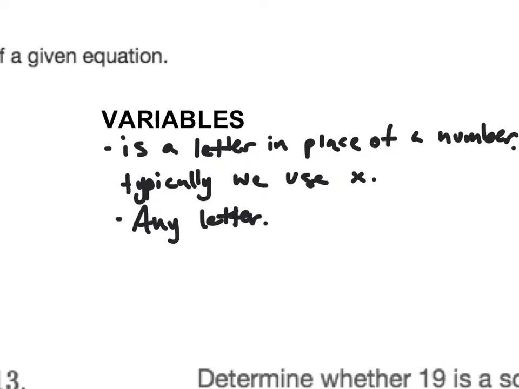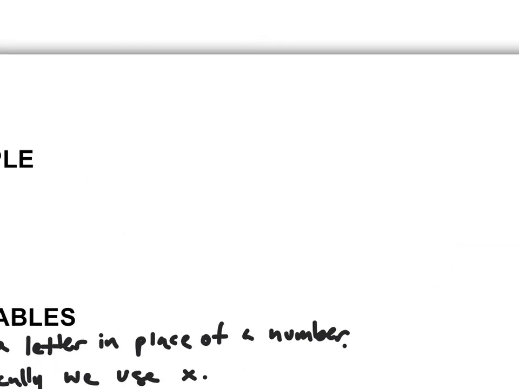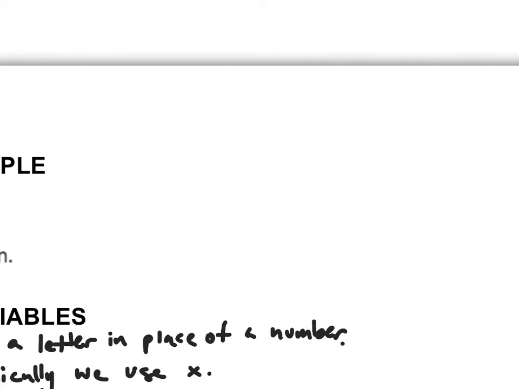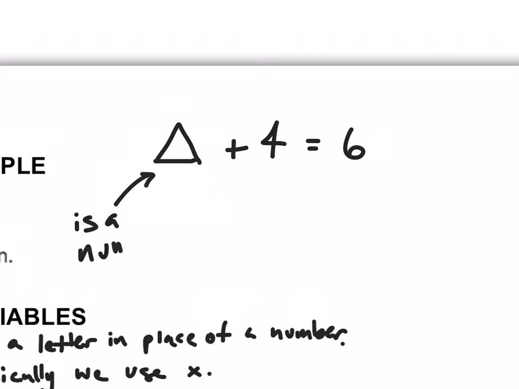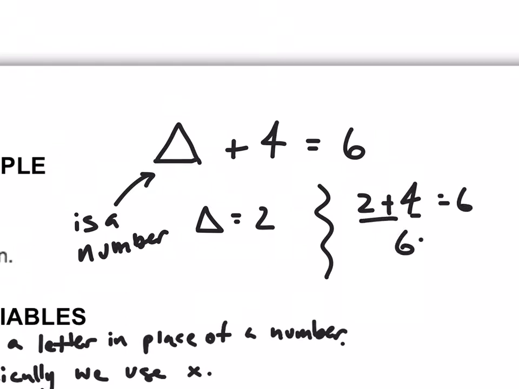What I want you to think about is this. My first teacher said, let's say you have some number, and let's say you put a triangle there. Put a triangle plus 4 is equal to 6. This triangle is a number, and we can think intuitively about it: what number plus 4 is going to give us 6? That's the question you ask yourself. That triangle would be equal to 2, because 2 plus 4 is 6, and 6 is equal to 6. That's a true statement.